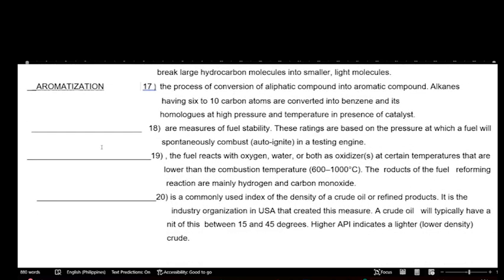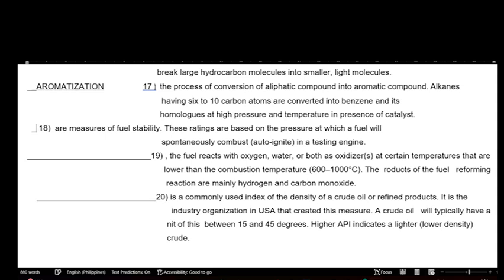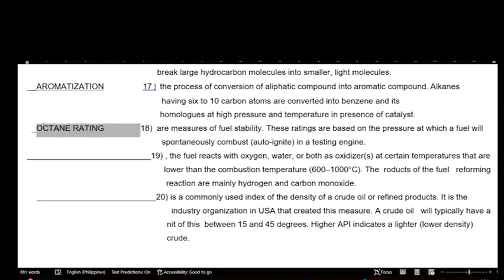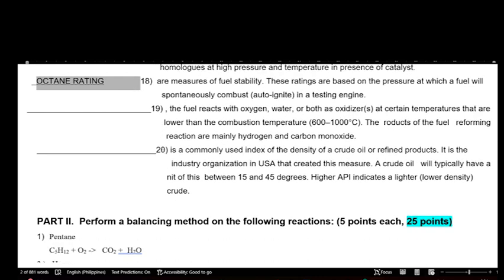Next, number 18. Are the measures of fuel stability. These ratings are based on the pressure at which a fuel will spontaneously combust or auto-ignite in a testing engine. Octane rating. Grabe. May sariling ano yung reformation. May sariling sagot doon.